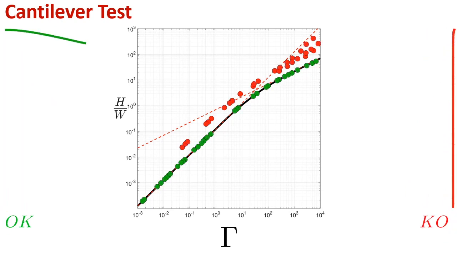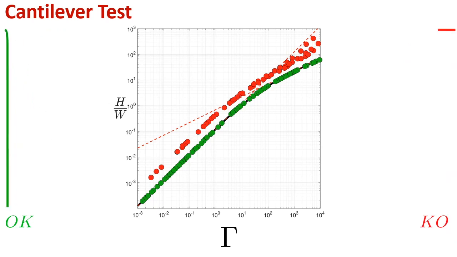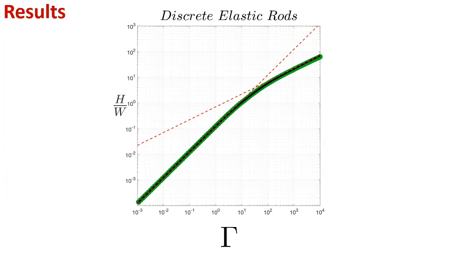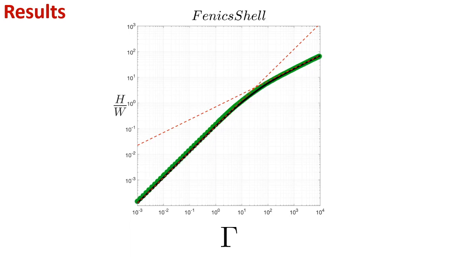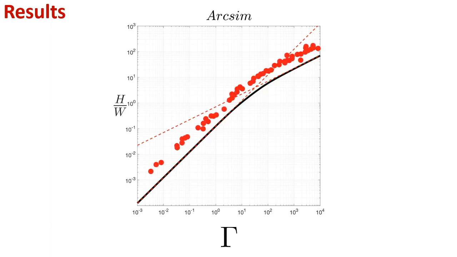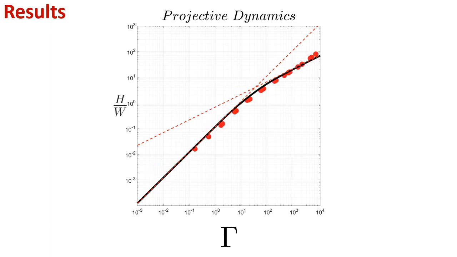Despite the simplicity of the test, some simulators do not perform well. Furthermore, for gamma regimes larger than 1000, simulators require an increase in spatial resolution due to the concentration of curvature close to the clamp. We test several rod, ribbon, and plate simulators on this protocol to measure the predictability of the bending model in 1D. While most simulators pass the test, ArcSim and projective dynamics do not clear it. We investigate these failure cases further in the paper.